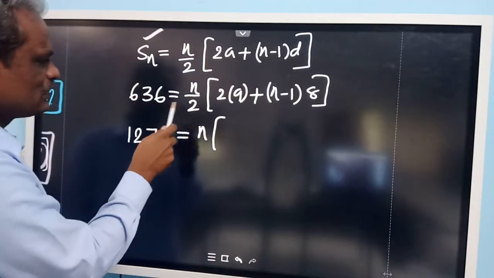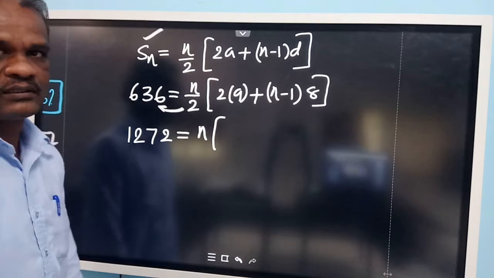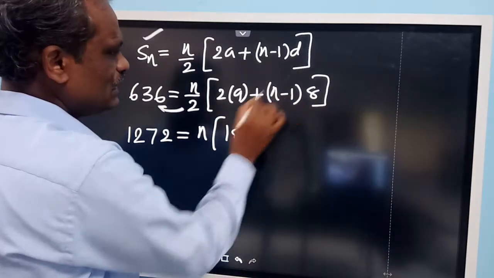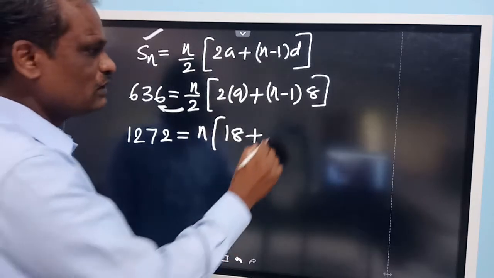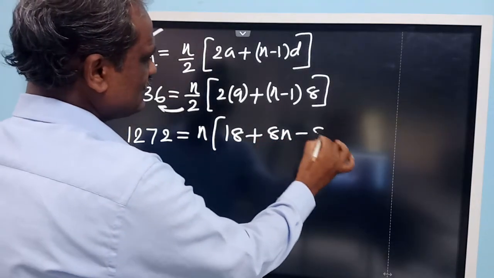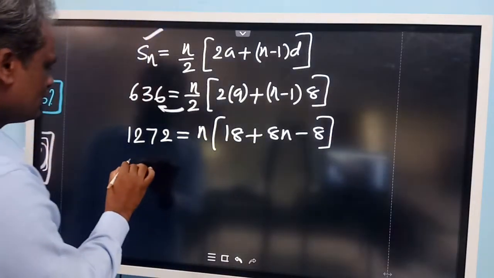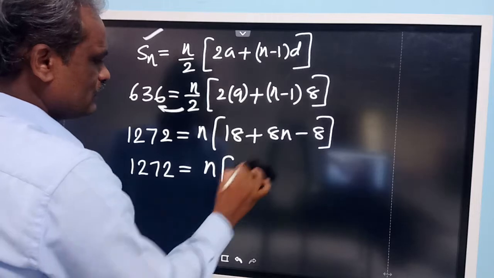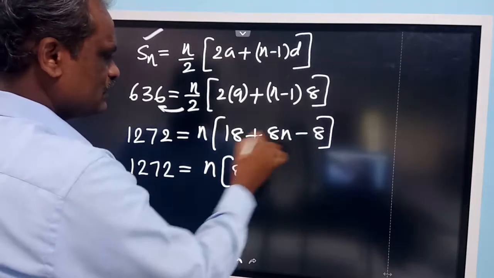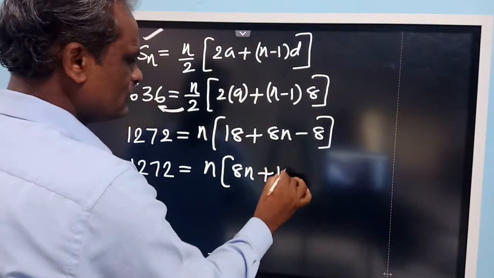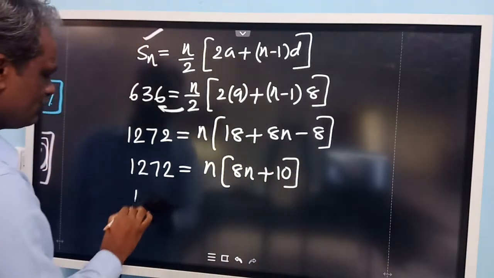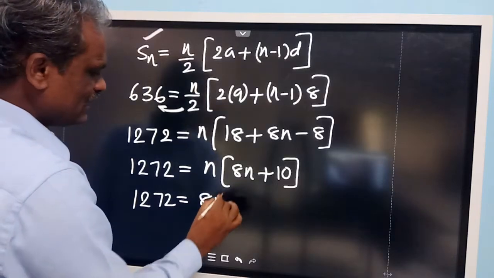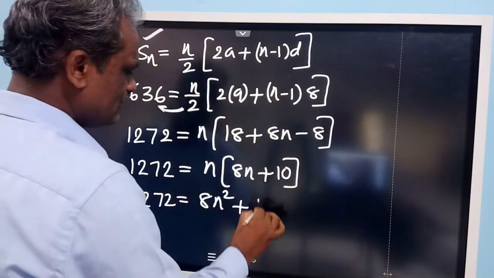So we have transferred this 2 to the left side, cross multiply. Now inside the bracket 2 9s are 18, then multiply 8 inside the bracket, so you will get 8n minus 8. Let us simplify this one. 1272 is equal to n into, let us write 8n first, then 18 minus 8 gives you plus 10. So you can simplify further: 1272, n into 8n gives you 8n square plus 10 into n, 10n.